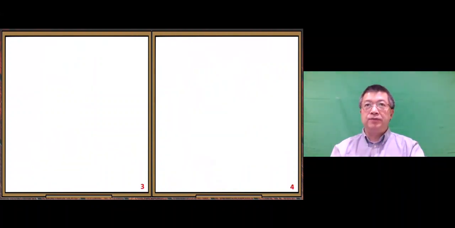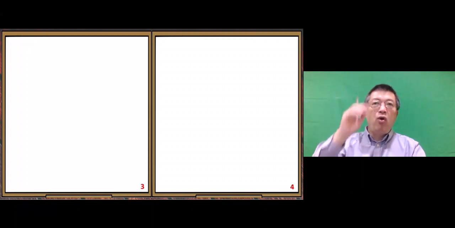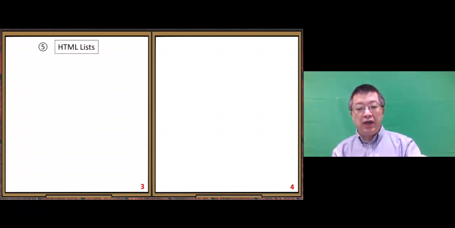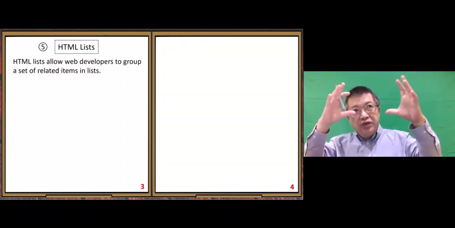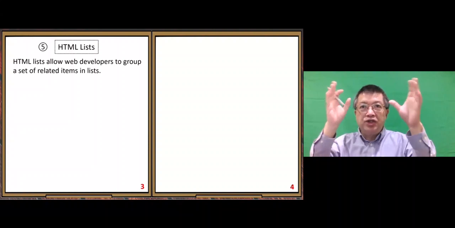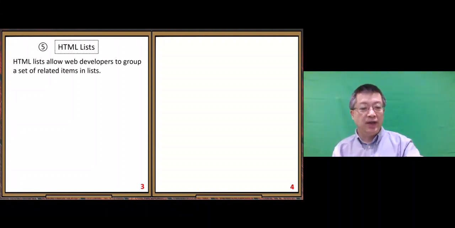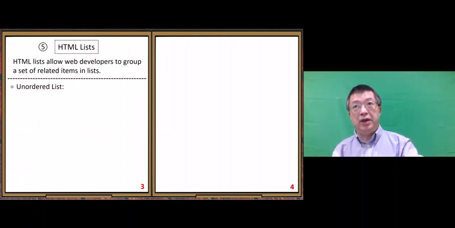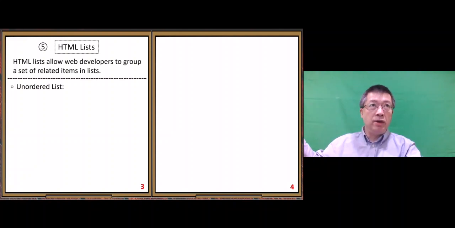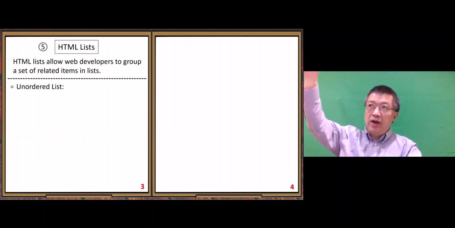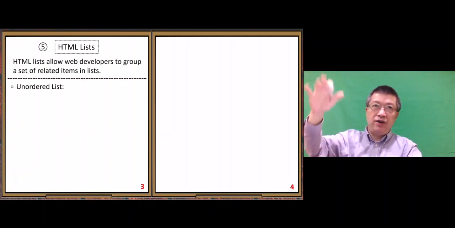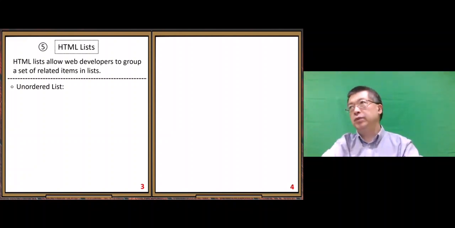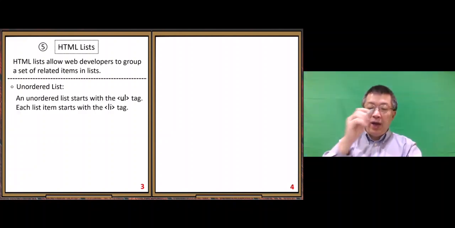The next topic is another important HTML element, HTML lists. We need to arrange some elements in HTML lists. There are two types of lists. The first type is unordered lists. Unordered means there is no order number, just items, first, second, third, in the natural order, but no specific order numbers. How to do it?